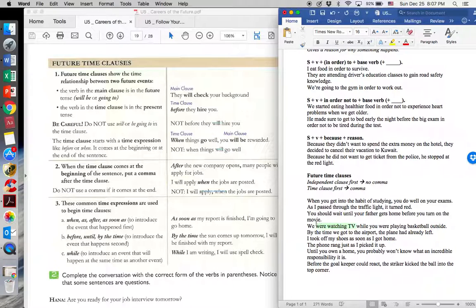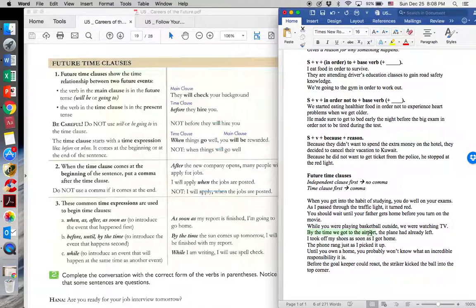Now if we put this independent clause second, capitalize while, then we would need the comma. Right? While you were playing basketball outside, we were watching TV inside. That's fine to order it that way, but remember that you need that comma if you have the time clause, or the dependent clause, coming first.